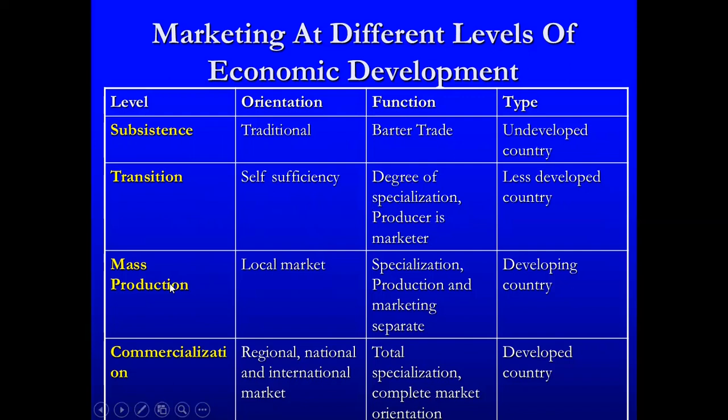Then the next level is mass production. There is specialization, but marketing is a separate activity. In mass production, it is seen in developing countries. However, the market is local. Whereas in commercialization, the market is either local or international, there is total specialization, and there is complete market orientation. So this is the highest level.